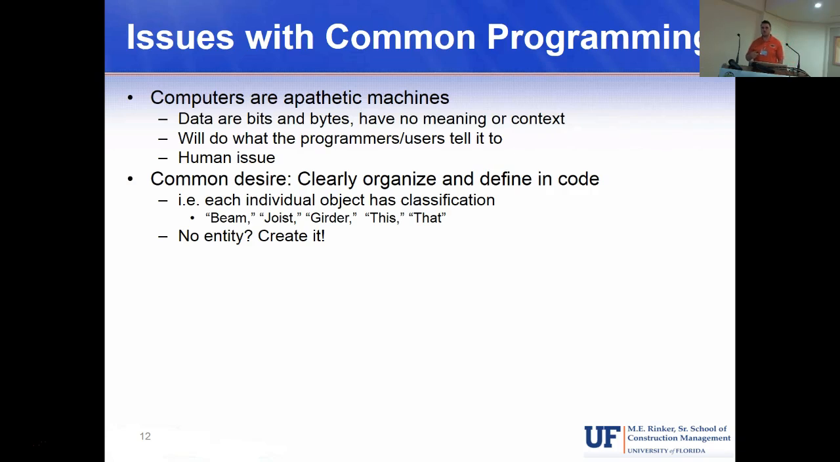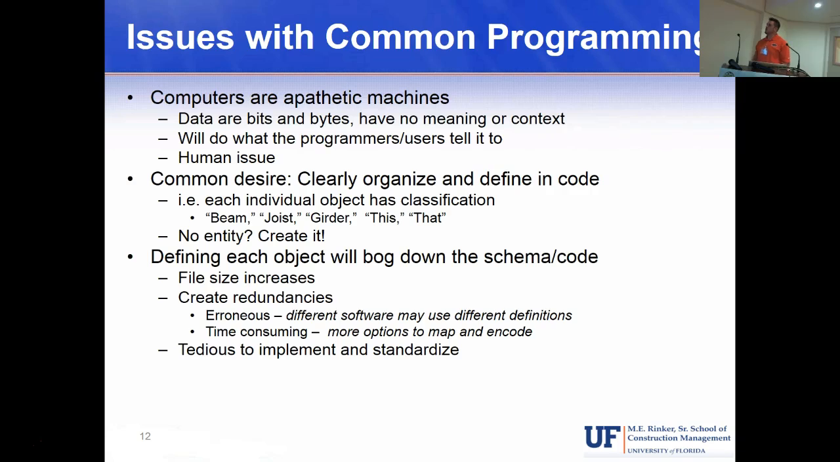And one of these issues, as we can see now with IFC, is if there's something in there that cannot represent what we want, what do we do? We create it, we rewrite it, we extend it. There's no IFC beam, joist, girder; if it's not this and that, let's define everything and constrain it to meet our desired needs. However, defining each object will bog down the schema, increase file sizes, and create redundancy. So if there are multiple ways of representing it, we might have some issues down the road.